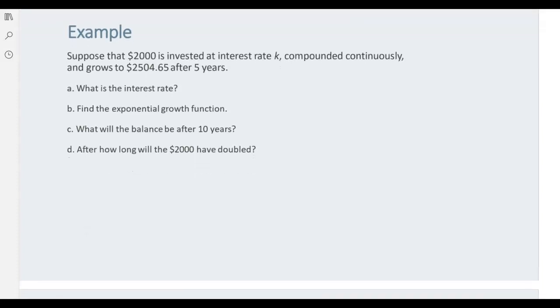So for part A, we know that when t is equal to 0, then we have $2,000. And when t is equal to 5, we have $2,504.65.